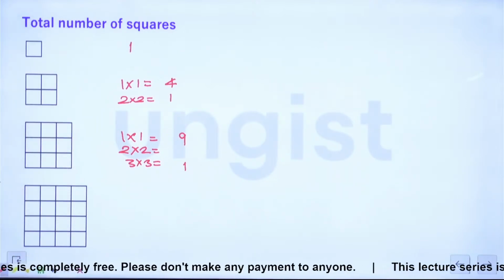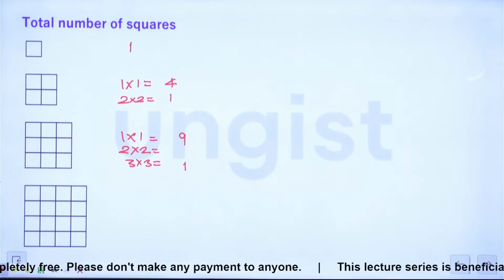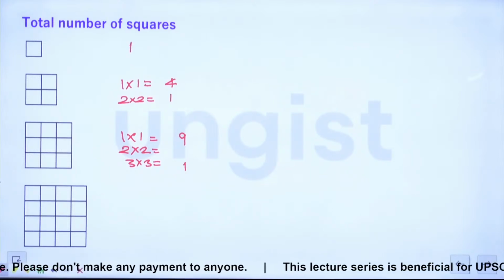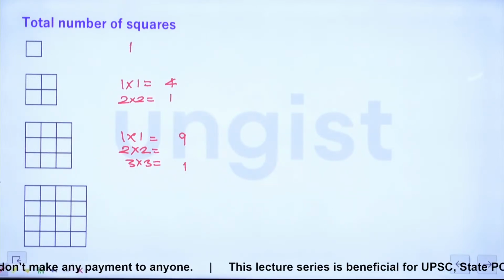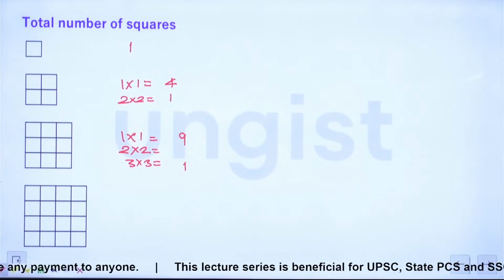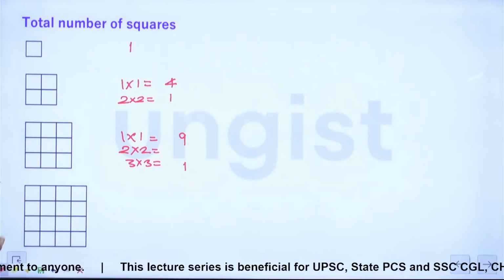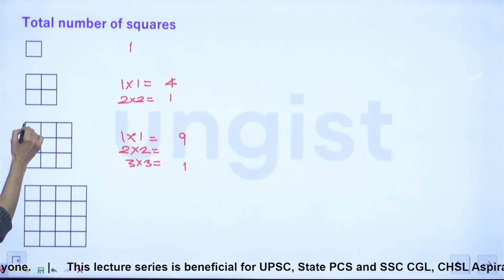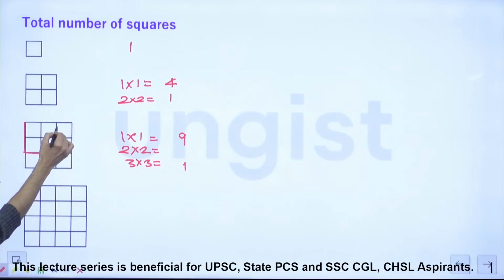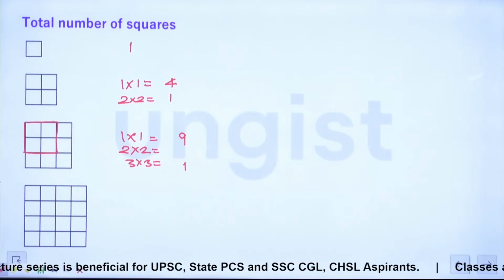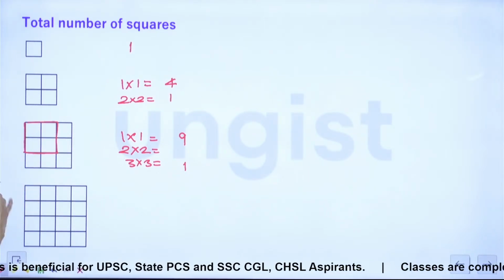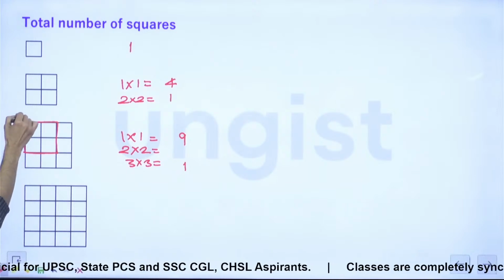Whatever you need to count, you just fix that figure in the corner. Suppose that here, I need to find 2 by 2, right? So just fix one 2 by 2 here. And now, what you have to do is, you just have to traverse this figure.